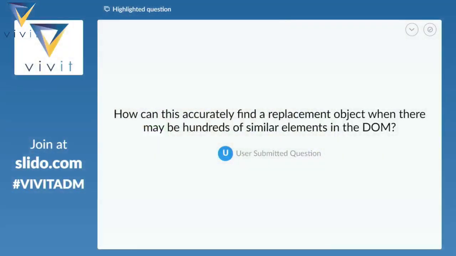All right. Next one is: how can this accurately find a replacement object when there may be 100 similar elements in the DOM? Oh, I think I actually answered that a little bit earlier on.